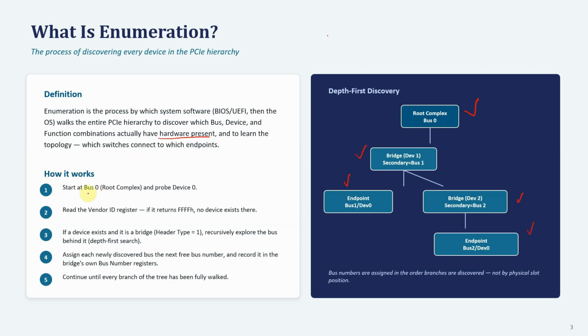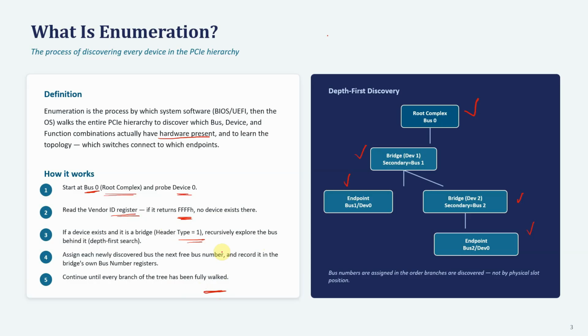We are going to start at bus 0, that means our root complex, and probe device 0 and read the vendor ID register, and it is going to return an invalid value. That means there is no device existing over there. And if the device exists and the bridge header is type 1, then recursively explore the bus behind it. It uses a depth first search, and it is going to assign each newly discovered bus the next free bus number, and record it in the bridge's own bus number registers, and it is going to continue until every branch of the tree has been fully walked.